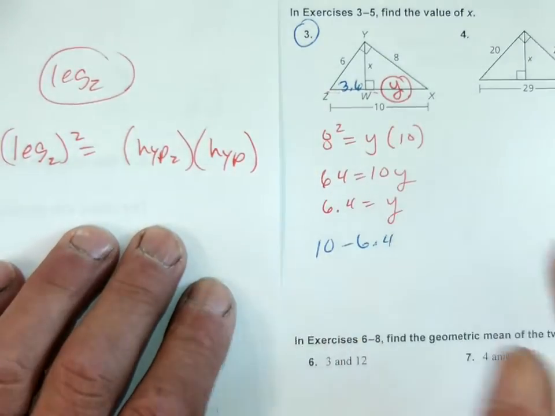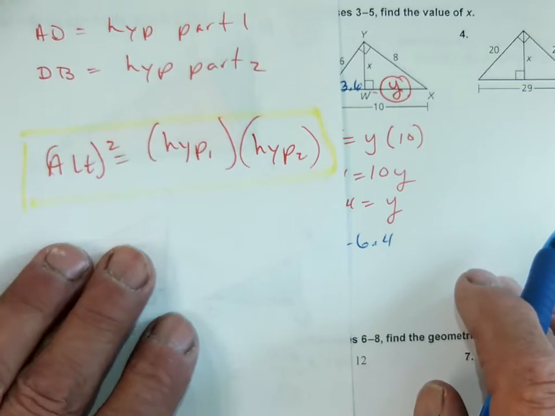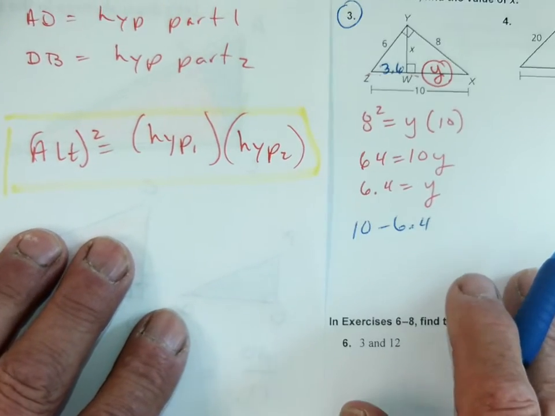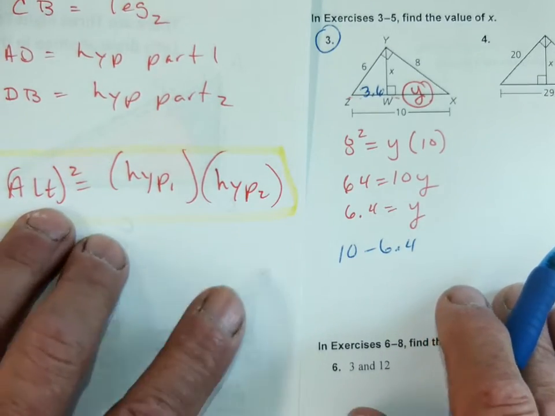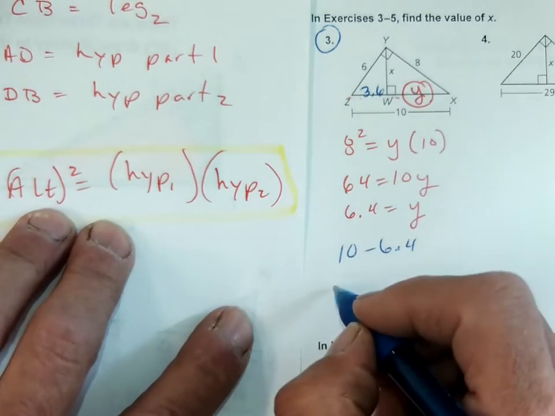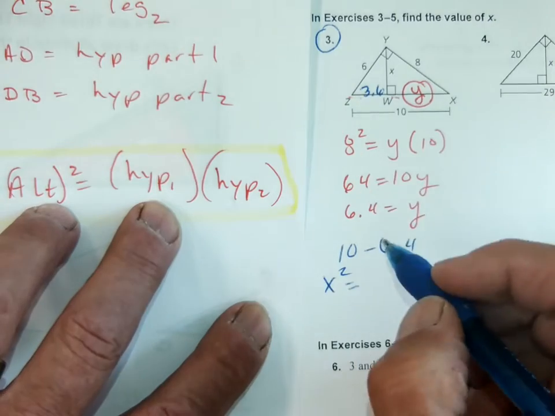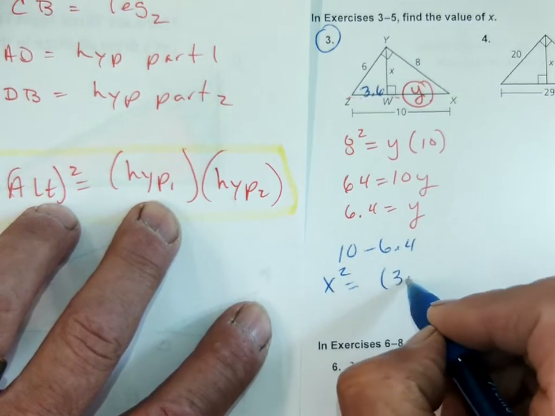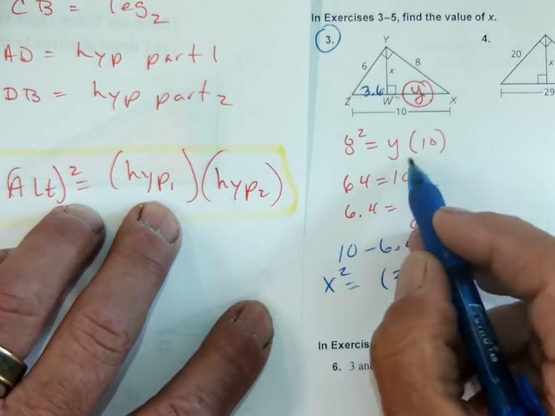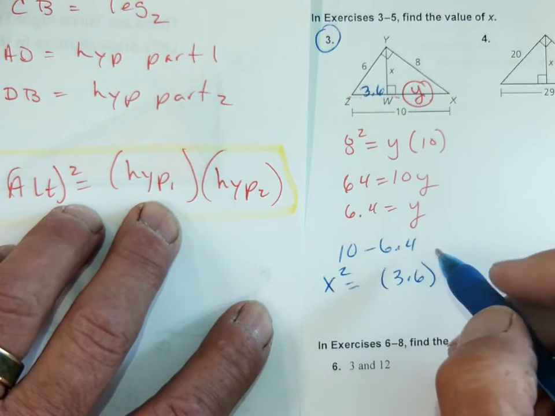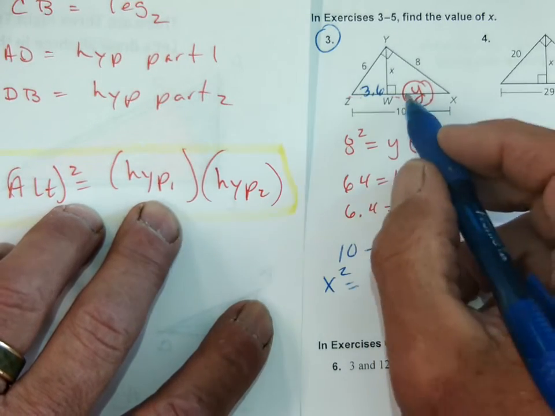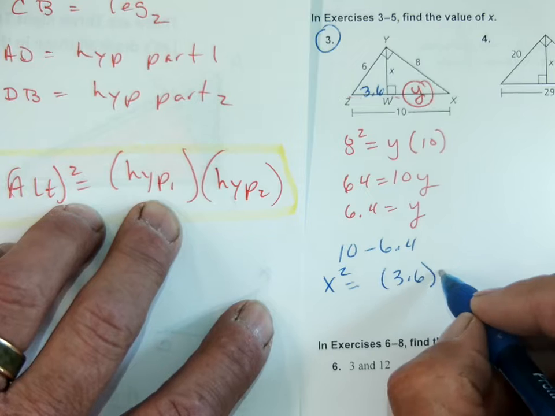So the altitude is this formula. Okay, altitude squared. I'm going to go x squared equals the hypotenuse piece 1, which is my 3.6, times my other piece, which is y, which is my 6.4.